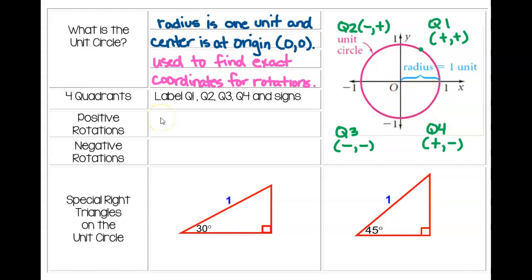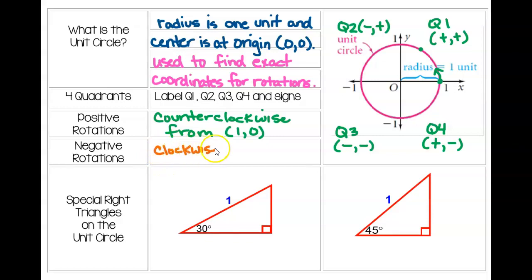Positive rotations are counterclockwise from (1, 0). So here's (1, 0) right there. A positive rotation is going to go that direction, counterclockwise. Likewise, negative rotations would be clockwise from (1, 0).